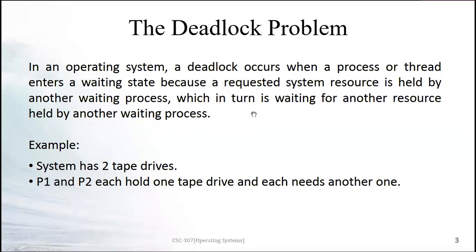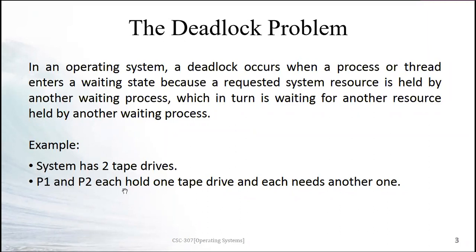Let's assume you have two printers. Already one process is using the printer, and another process is waiting for the printer. Here, as you can see, we have two tape drives. Processes P1 and P2 each hold one tape drive and each needs another one. Each process needs two tape drives, and each already has one and needs another.